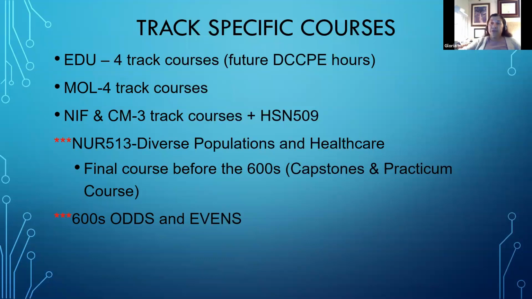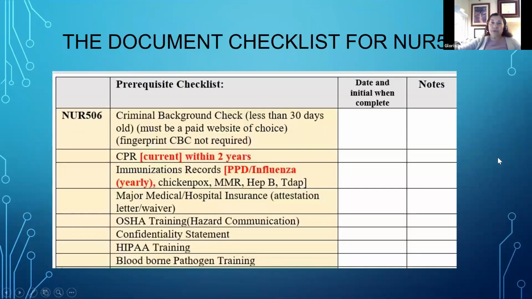Then the final courses, of course, are the 600s odds and evens, where the checklist needs to be finished. Let's go through what each of the prerequisites on the checklist look like, and what courses they pertain to. Now remember that the actual checklist is found in Google Drive.